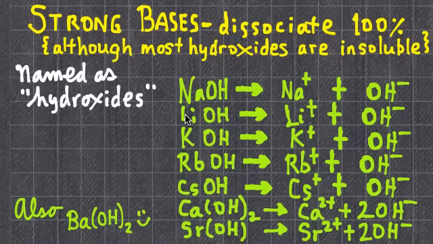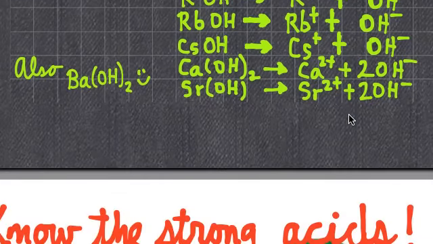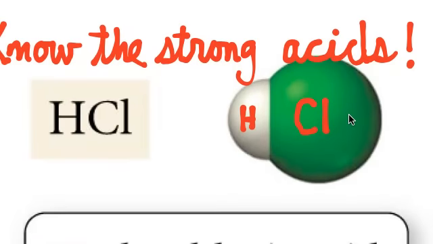And again, the strong base is the hydroxides, sodium hydroxide, lithium hydroxide. Most hydroxides don't dissolve in the water, but the strong bases do dissolve really well and come apart 100%. So if I had 100 of these NaOH units, then 100 of them would come apart into the hydroxide and the sodium ion. And once again, know the strong acids.